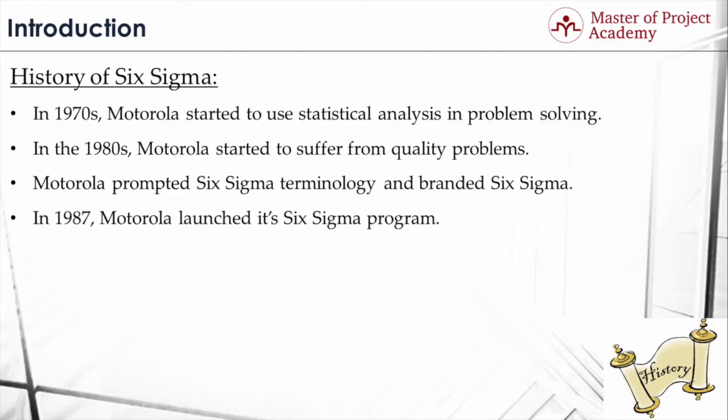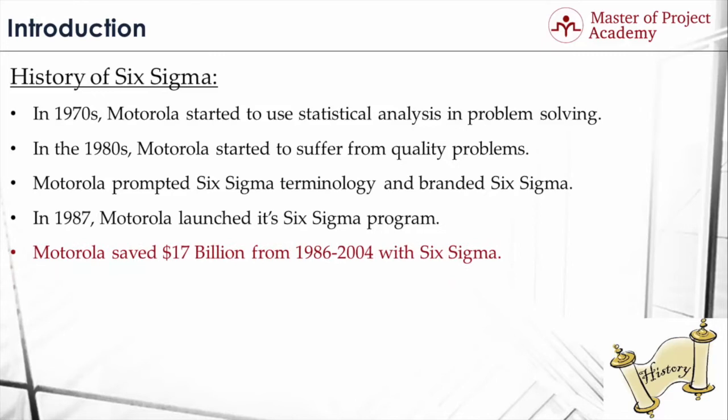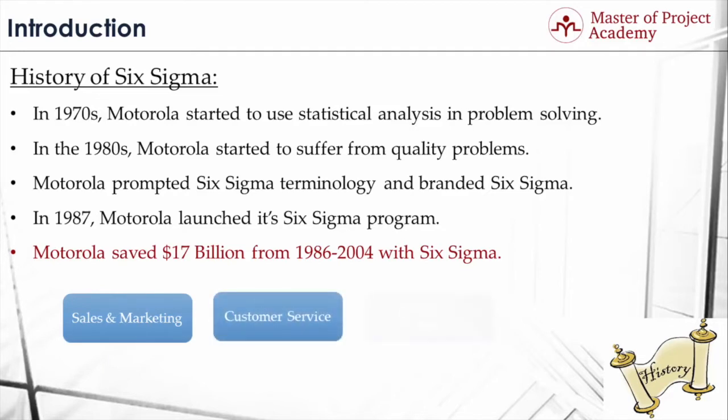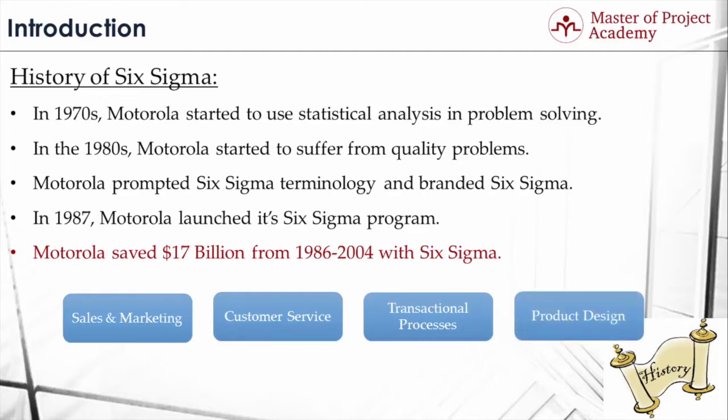Motorola initiated Six Sigma for process improvement, thereby reducing defects to negligible levels. With the help of this program, Motorola saved $17 billion from 1986 to 2004, reflecting hundreds of individual successes in business areas like sales and marketing, customer service, transactional processes, and product design.